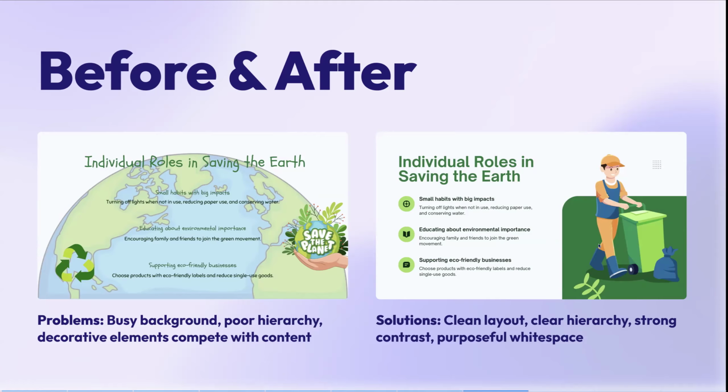In this second example, we have a clean layout and a clear hierarchy. You can tell what's a title, a subtitle, and then a description under each. We have strong contrast in our colors, and there is purposeful white space.